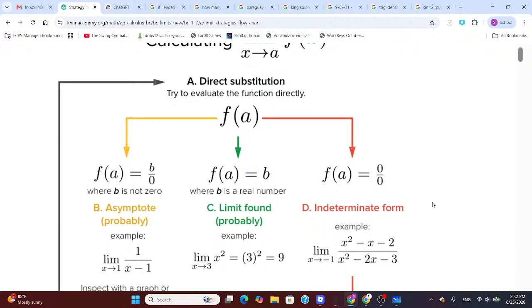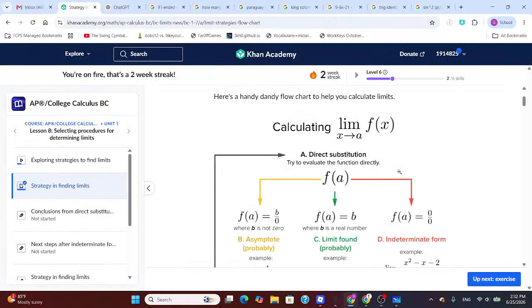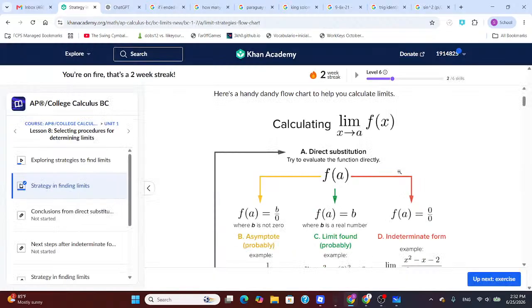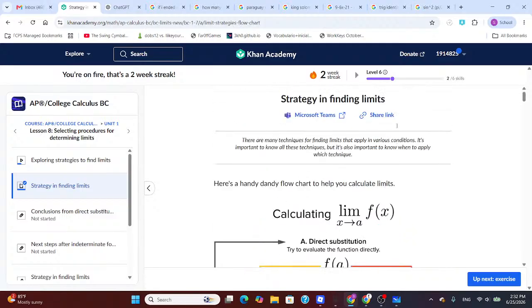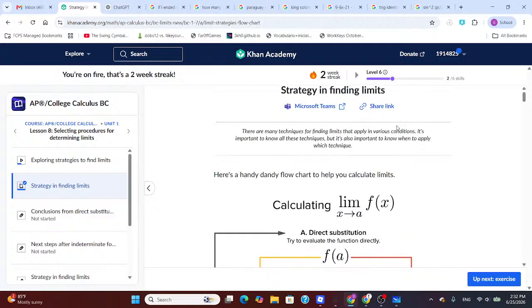So let me try explaining this, because maybe that's the only thing I can do: just explaining the answers instead of finding the answer. So, strategy in finding limits. You want to calculate the limit as x approaches a of f of x. The first step you do is direct substitution.